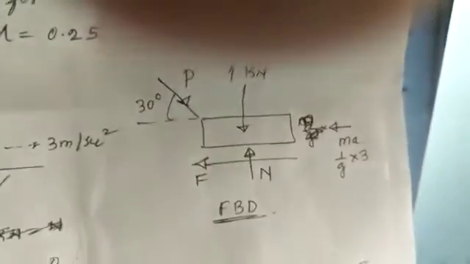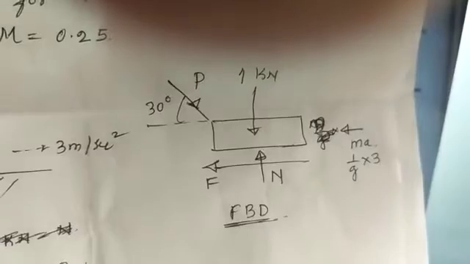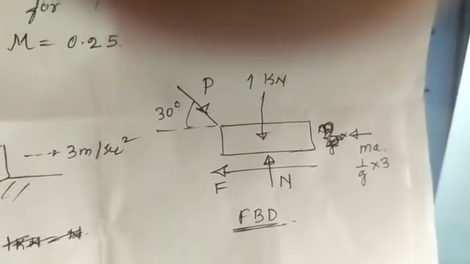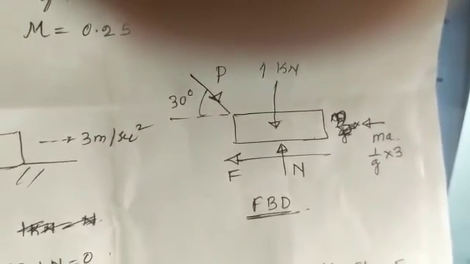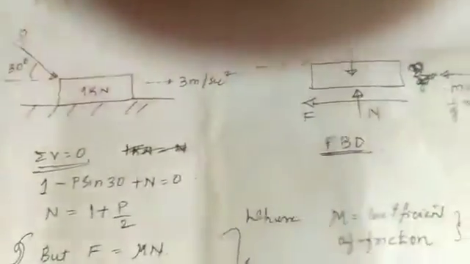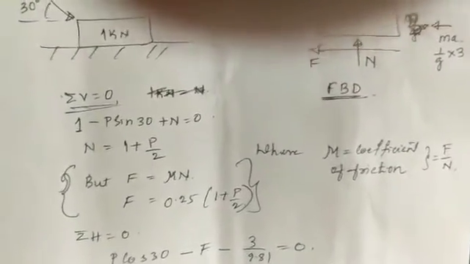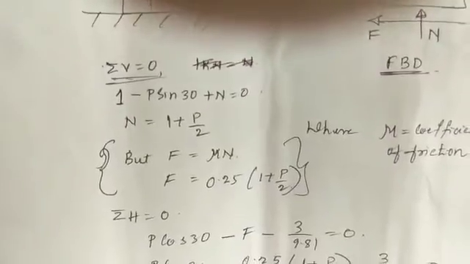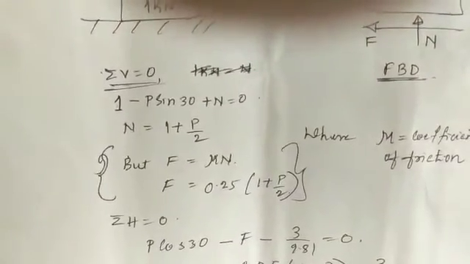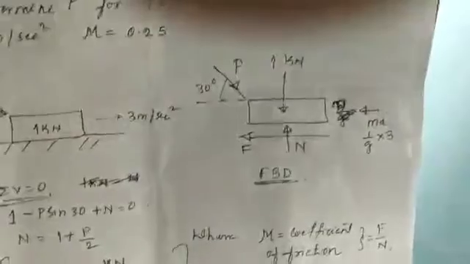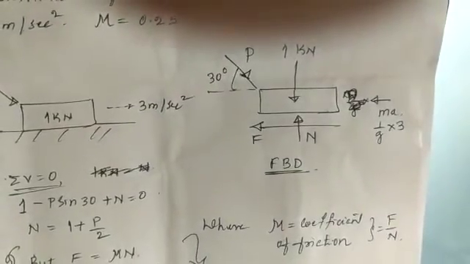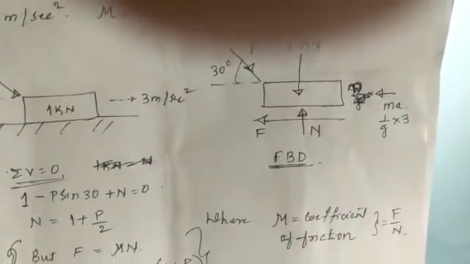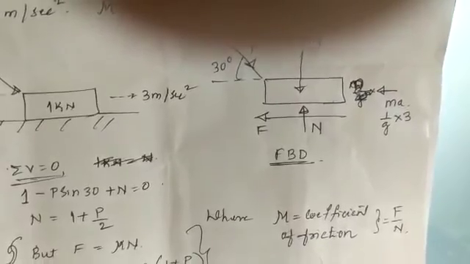Now simply you have to apply the dynamic equilibrium conditions. One is the sum of V equal to 0 and second is the sum of H equal to 0. By applying this dynamic equilibrium, we will be able to solve for the unknown force P. First, apply the sum of V equal to 0. The sum of all vertical forces should be 0. What are the vertical forces acting? One is the 1 kilonewton acting downwards, so it is minus. N is acting upwards, so I will take it as plus.